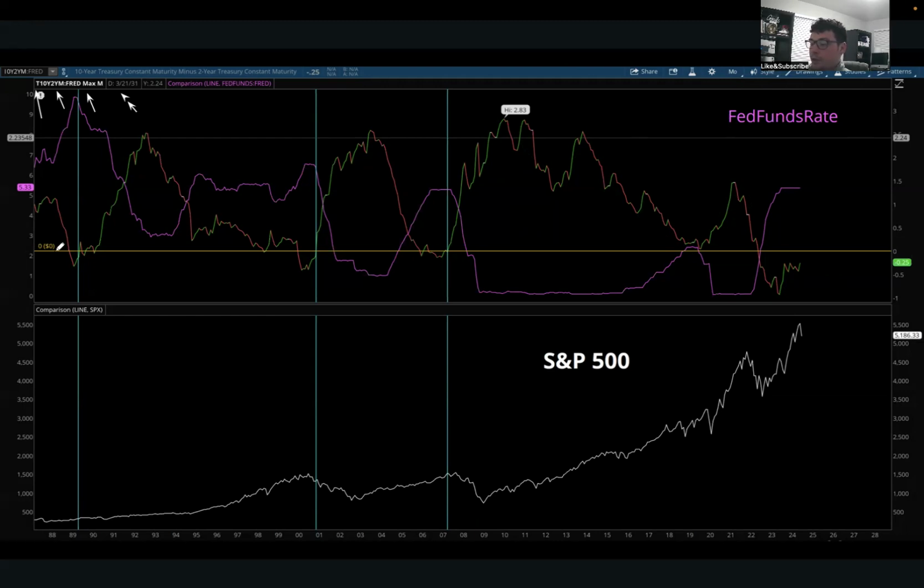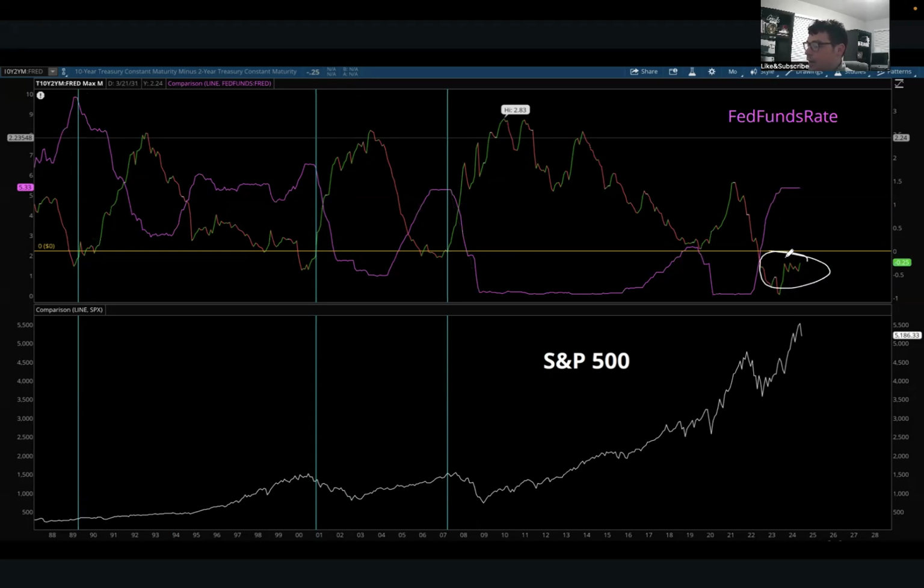Well, if you take a look, each time that the Fed has cut rates, which is going to be the purple line going down, the yield curve is no longer inverted, right? You see here, we're no longer inverted, and then the Fed starts to cut rates, right? Here, we're no longer inverted, and then the Fed starts to cut rates. Here too. That's just what happens, right? And that's part of the mechanics behind it.